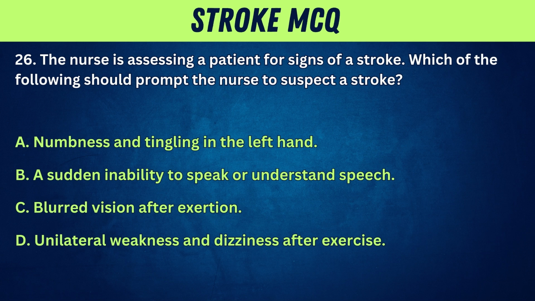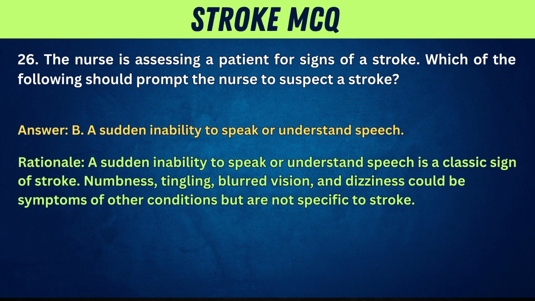A. Numbness and tingling in the left hand. B. A sudden inability to speak or understand speech. C. Blurred vision after exertion. D. Unilateral weakness and dizziness after exercise. Answer: B. A sudden inability to speak or understand speech.